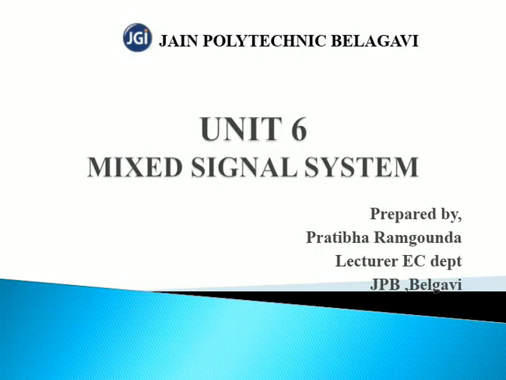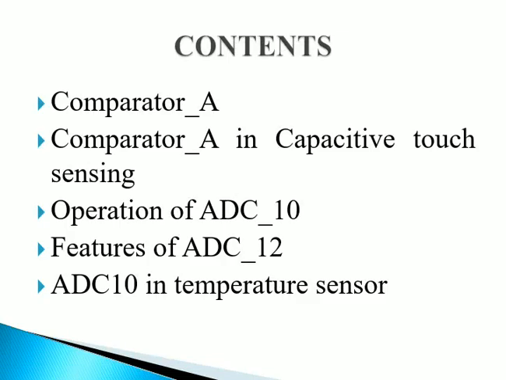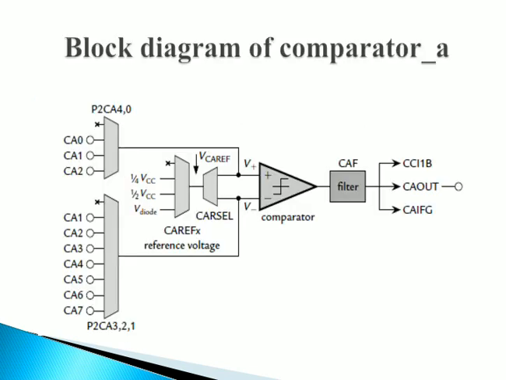So today we are going to discuss unit 6, that is mixed signal system. The topics we are going to discuss in these slides are comparator A, comparator A in capacitive touch sensing, operation of ADC10, features of ADC12, and the last concept is ADC10 in temperature sensor. First is the block diagram of the comparator A.